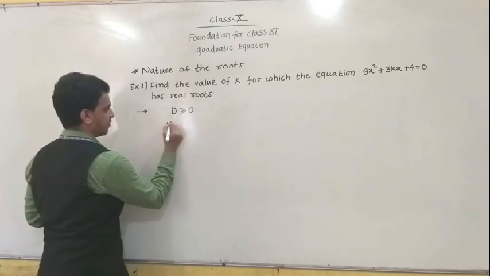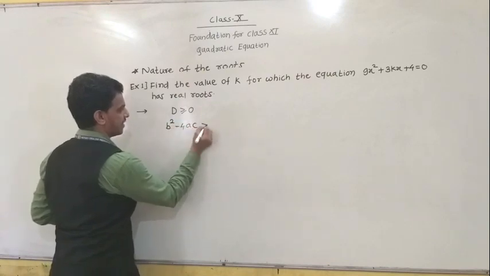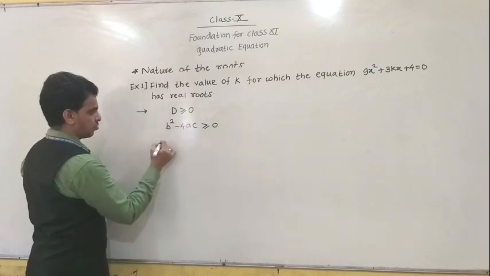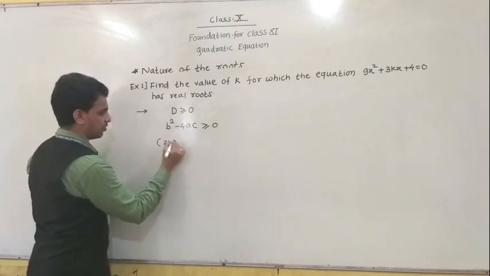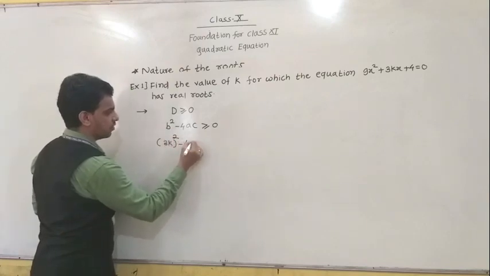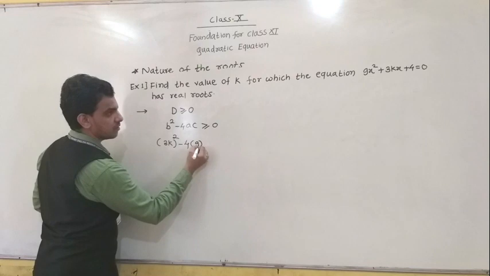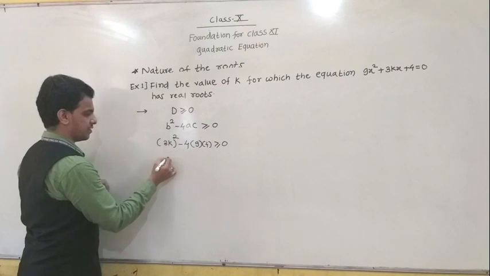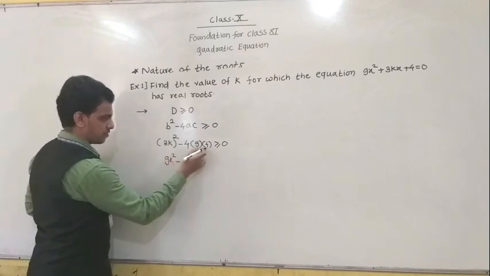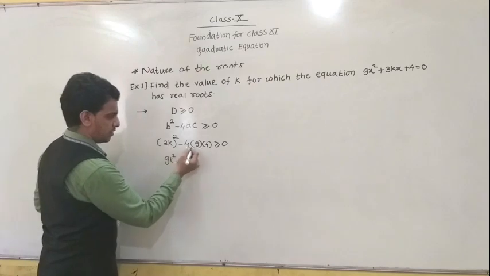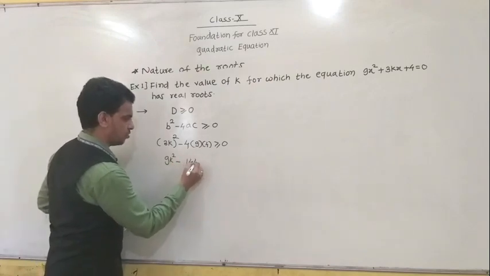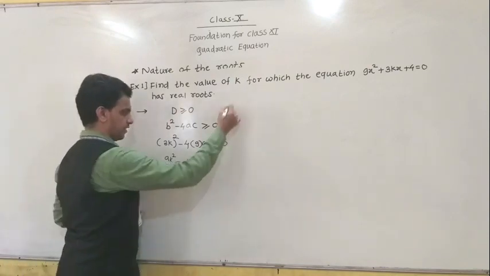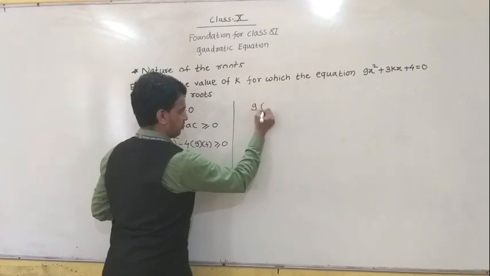So D means b square minus 4ac greater than or equal to 0. If you put the values of b, a and c, the value of b is 3k. So (3k) square minus 4 into a, which is 9, and c, which is 4, greater than or equal to 0. So (3k) square, that is 9k square, minus 4 times 4 is 16, 16 times 9 is 144. So 9k square minus 144 greater than or equal to 0.